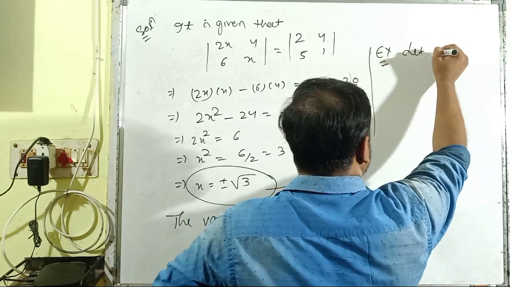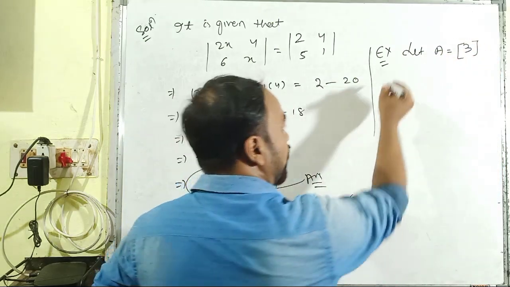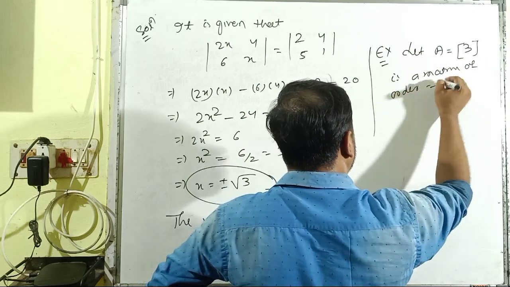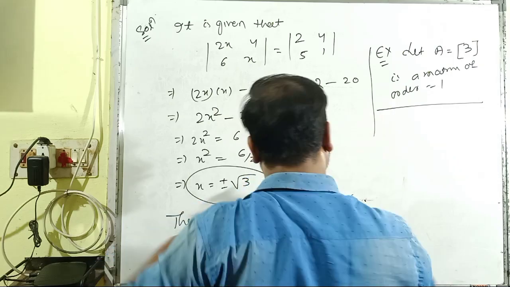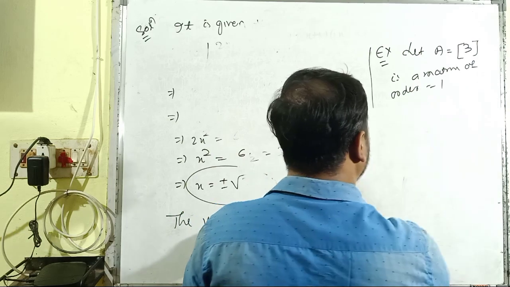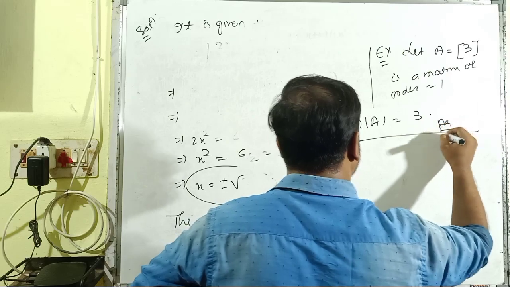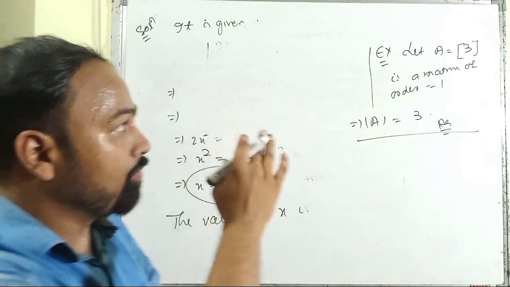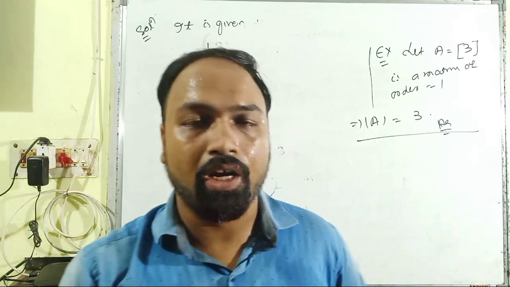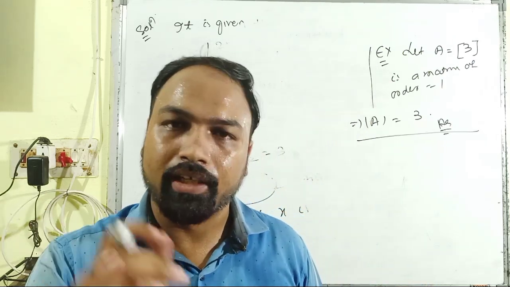Example, let A is equal to, suppose I have taken 3. It is a matrix of order 1. Then its determinant will be 3 itself, and this is the answer. So this is all about the determinant of a square matrix of order 1, because I have already told that we can find out the determinant of a matrix which is only a square matrix. If it is not a square matrix, then we cannot find out its determinant.